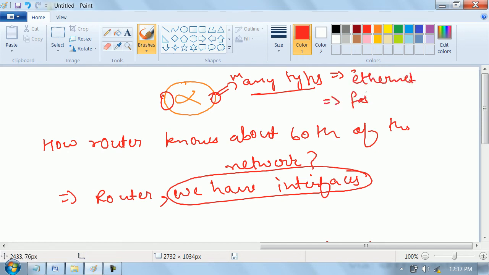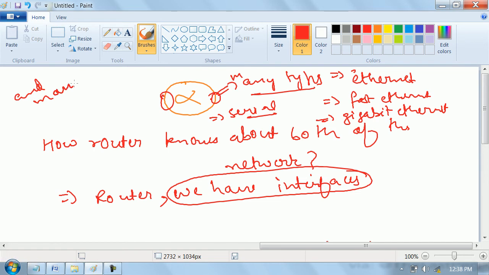Ethernet, fast Ethernet, gigabit Ethernet, after that serial, and many more. Today, our concern is not to know about the type of interfaces. We are here to learn the working of a router. What I am telling you: like in a gallery we have doors and every door has its number, on a router we have interfaces. Every interface has its own number. This thing is clear? Okay.